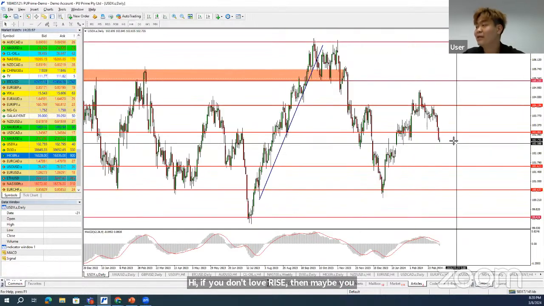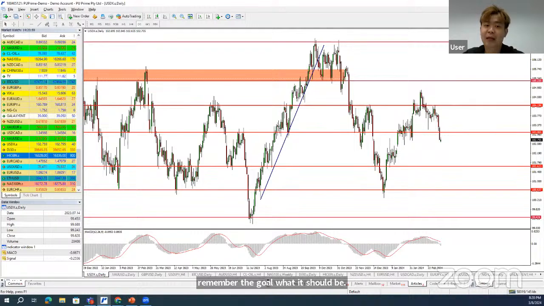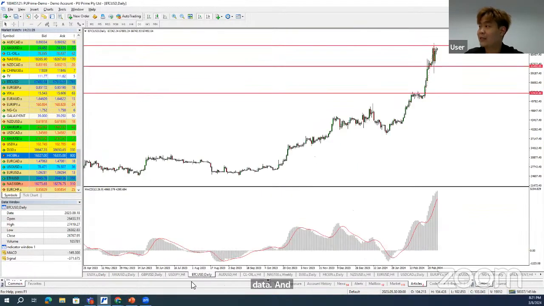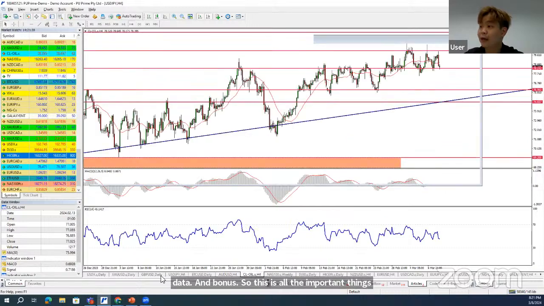Even though this is a very nice breakout, you need to be careful. You can monitor the dollar charts to predict other assets' movement. For example, if the dollar continues to go down, then maybe GBP USD will go up because the dollar is behind it. So be extra aware of it. Please also make sure you follow all three data points: Nonfarm payroll, unemployment rate, and average earnings plus bonus. These are all the important things we need to keep an eye on tonight.